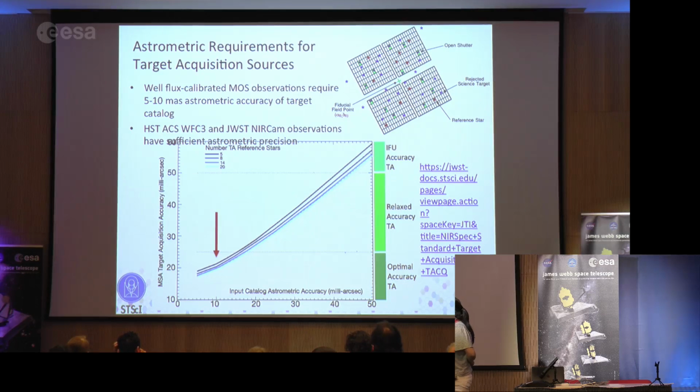I just wanted to give you a little note about the astrometric requirements for target acquisition, specifically for MOS observations. If you would like to obtain MOS observations with data that's well flux calibrated, then it's important that your targets fall within the shutter, near the center of the shutter. There's nice documentation showing you the throughput as a function of shutter position. But the general rule of thumb is you would like 5 to 10 milliarcsecond astrometric accuracy of the target.